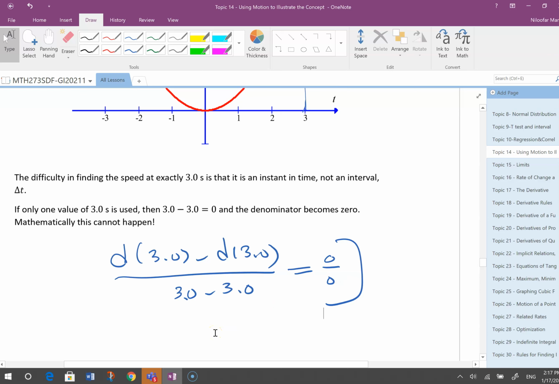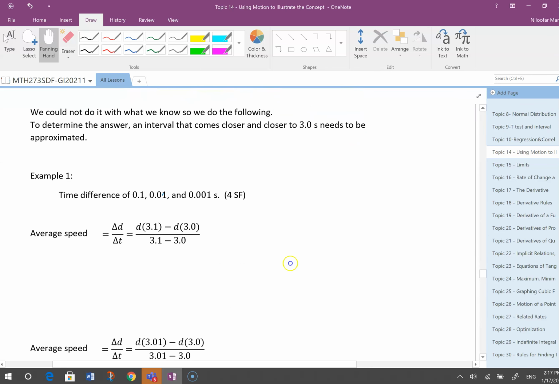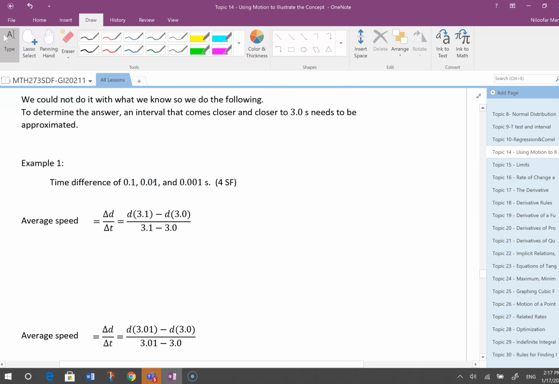If I have exactly 0 over 0, that's not defined. If I have it in a limit, I say that's not clear, and I have to make it clear. So we will see limit in the next lesson. So we cannot do that. Now what can I do?